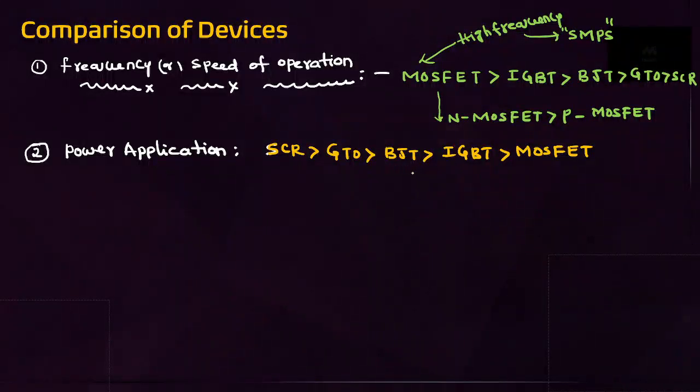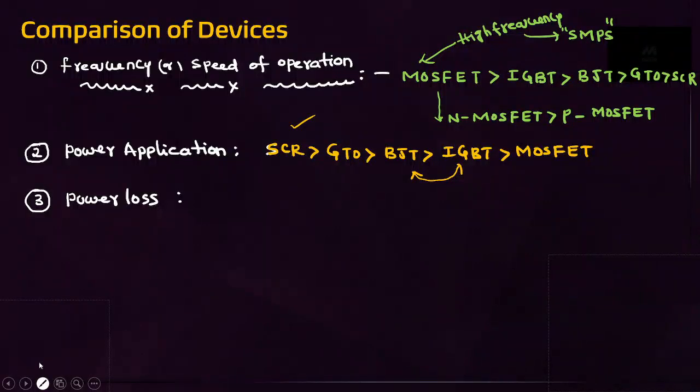But these two may be exchangeable. Sometimes they will give first IGBT, next BJT. That is also correct. First preference you can give to this one. First SCR high power, next GTO, BJT, IGBT and MOSFET, friends. Then one more parameter after power application and frequency application: the next one is power loss. With respect to power loss, which is high power loss, friends?